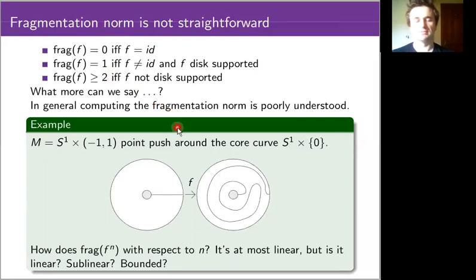Here's a basic example. Take an open annulus. I'd like to define a point push around the core curve. So imagine putting your finger down on the surface and dragging the surface along the core curve once. And you get this picture on the right-hand side. Let's call that map f. Now do f to the n. And we can ask what the fragmentation norm of f to the n is.